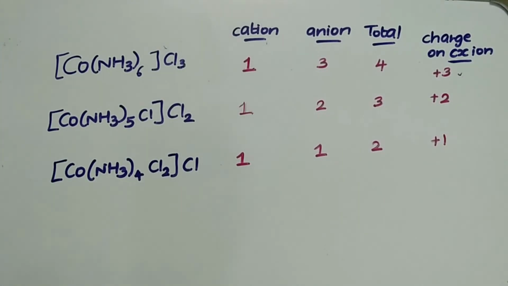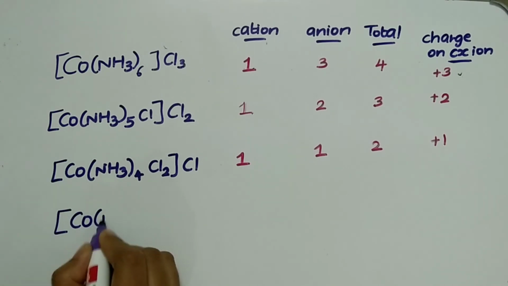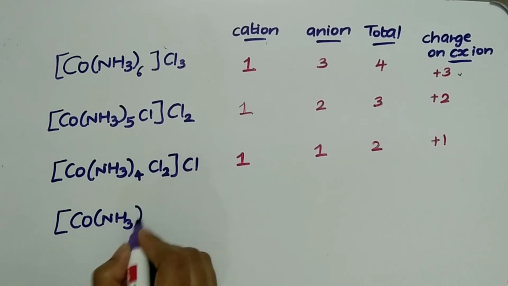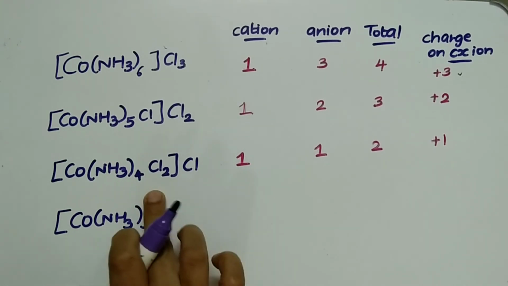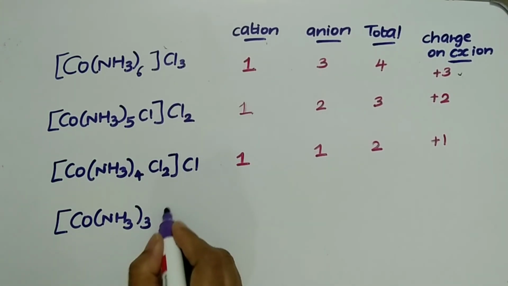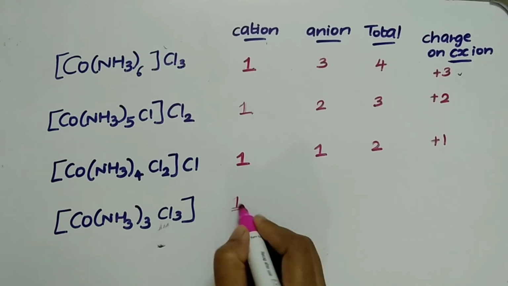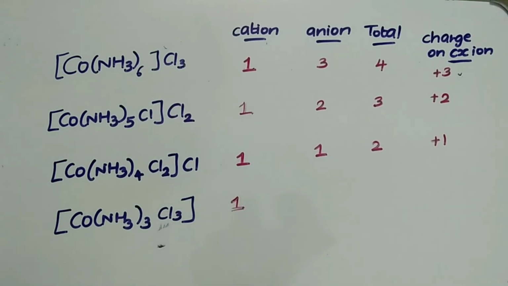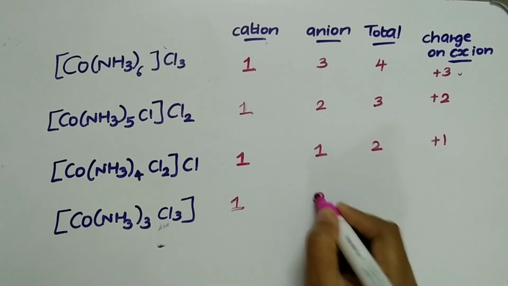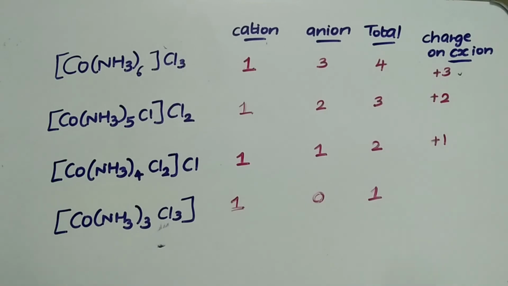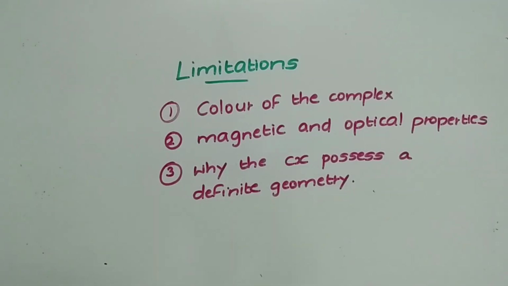The last complex, Co(NH3)3Cl3, yes, it is inside, that is Cl3, right? So, how many cations? The entire entity is a cation, so that is 1, right? How many anions here? 0, correct? No anions are there. So, total number of ions is 1, right? So, what is the charge over here? That is also neutral.